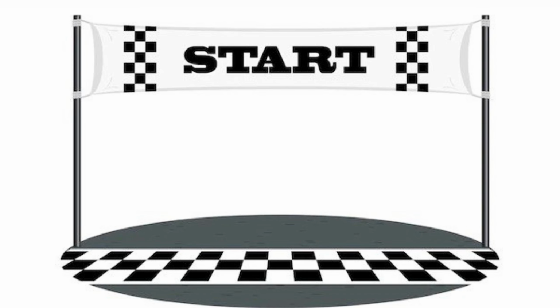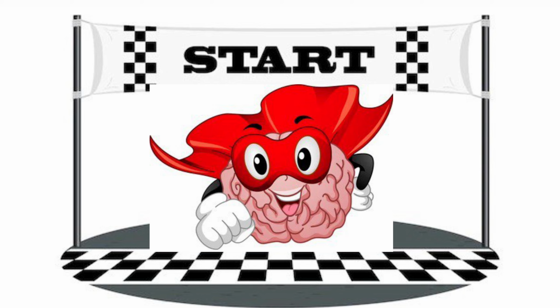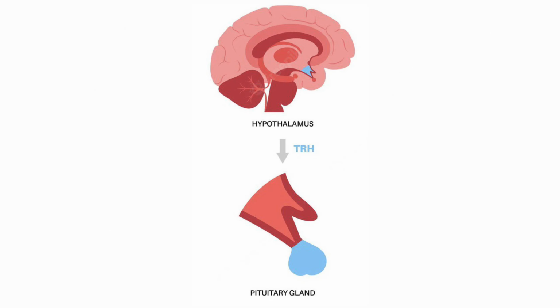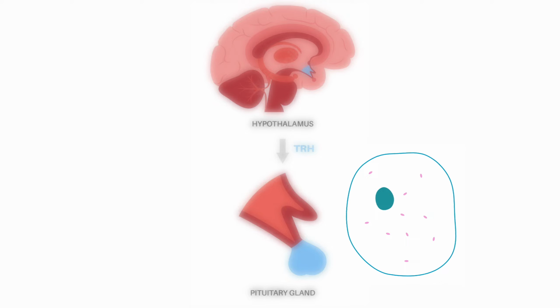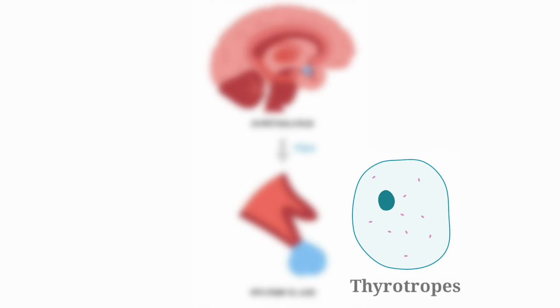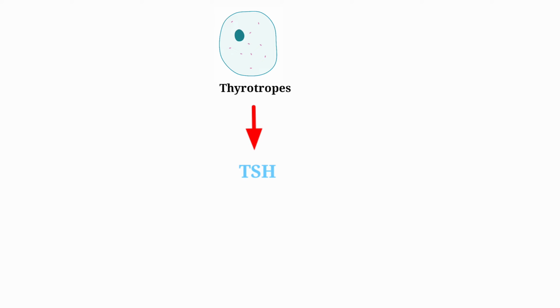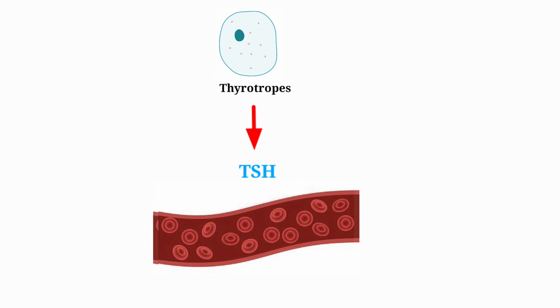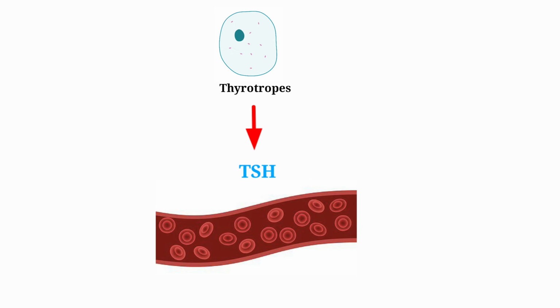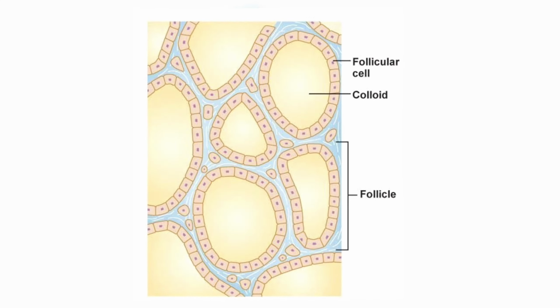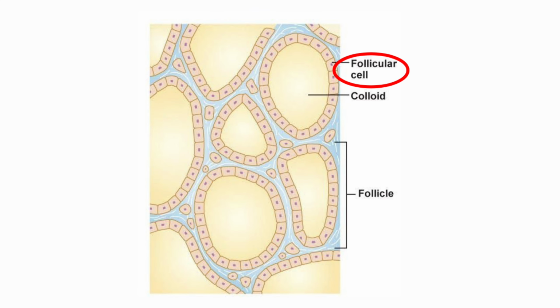So everything starts from the brain. The hypothalamus contains paraventricular nuclei which secrete thyrotropin releasing hormone. This TRH stimulates a specific type of cell in the anterior pituitary called thyrotropes. Now these thyrotropes start releasing thyroid stimulating hormone into the blood.